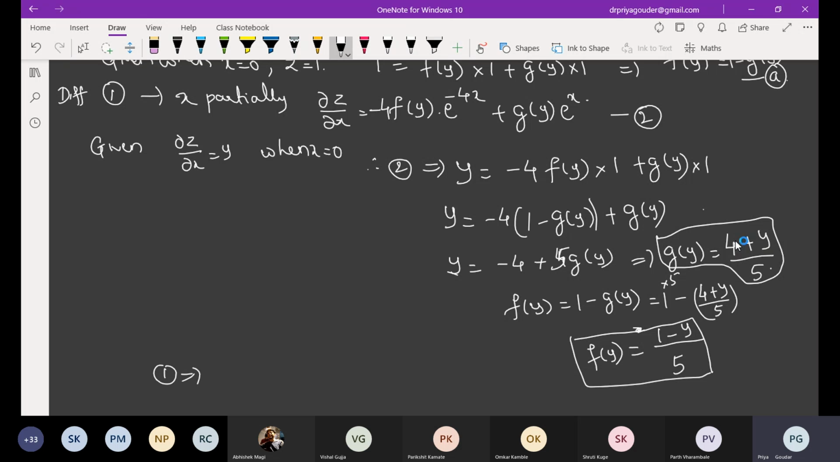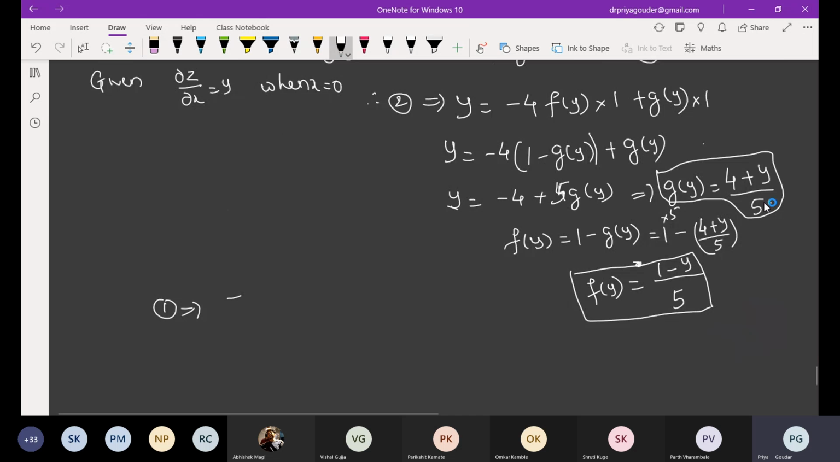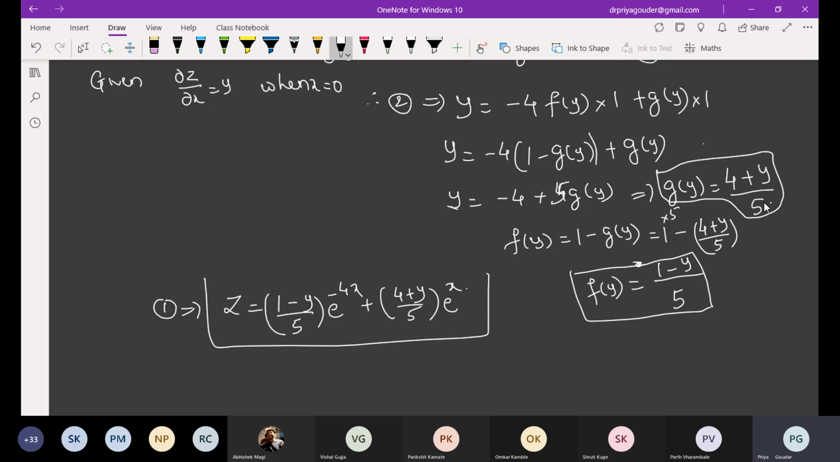What is equation 1? z equal to f of y, so 1 minus y upon 5 into e raised to minus 4x, plus 4 plus y upon 5 into e raised to x. This is the required particular solution.